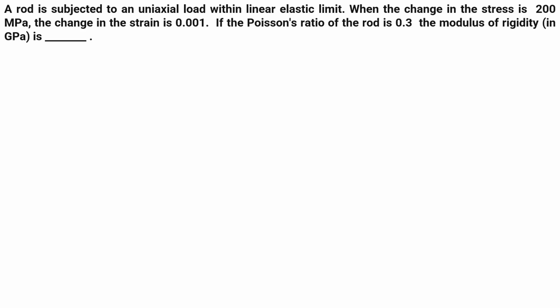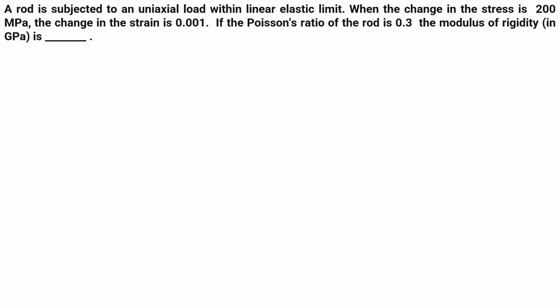Let's see the next question. A rod is subjected to an uniaxial load within linear elastic limit. When the change in the stress is 200 MPa and change in the strain is 0.001, if the Poisson ratio of the rod is 0.3, then the modulus of rigidity is dash. So let's see the solution.